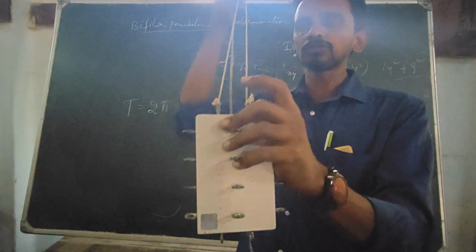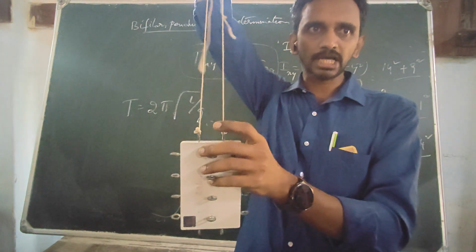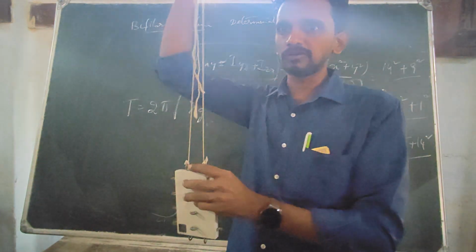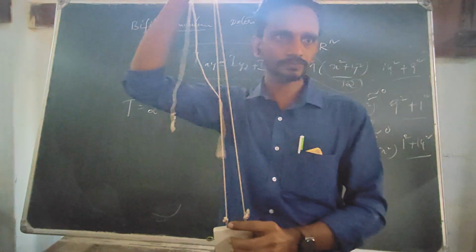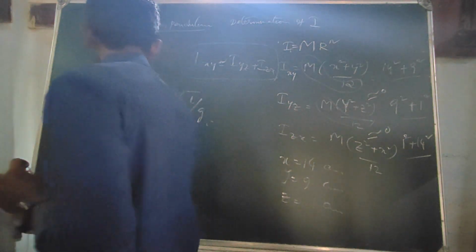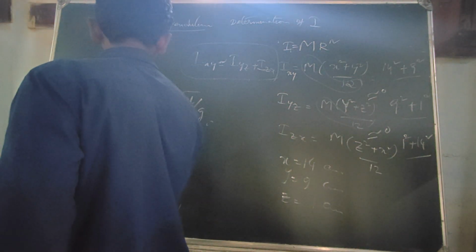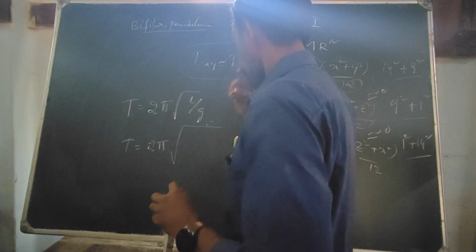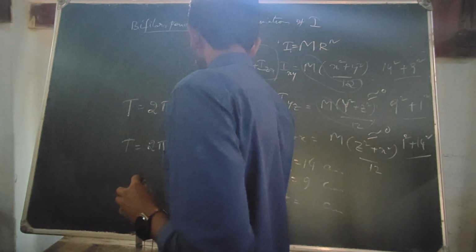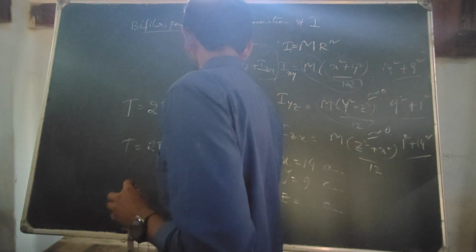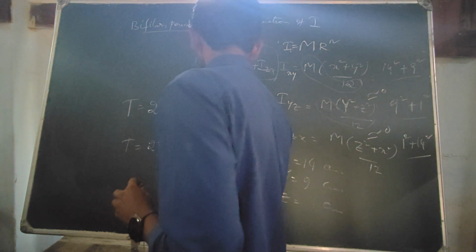And here we have 2 strings attached to it. And we are trying to see the moment of inertia, which is mass times area. Right? So this formula changes to T is equal to 2 pi root I L by m g d1 d2.